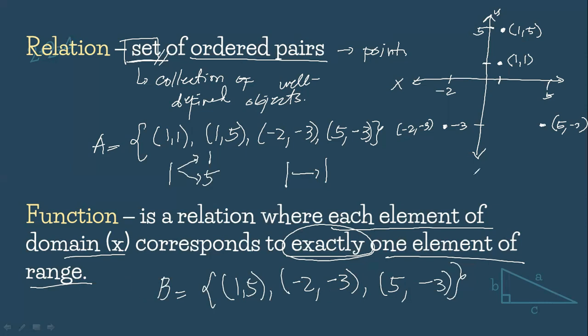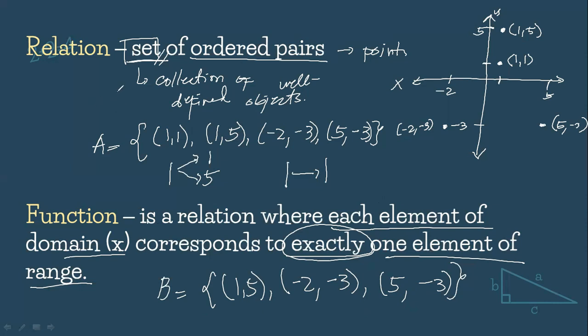So for example, in this coordinate system, ang function po para matawag nating function is ito pong mga ordered pairs na ito. We have 1, 5, -2, and 3, and the coordinate 5 and -3. Pero sa relation, ito po ang relation natin. So clear na po kung ano pinagkaiba ng relation at function.